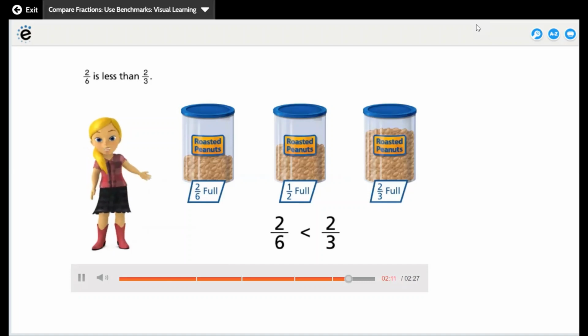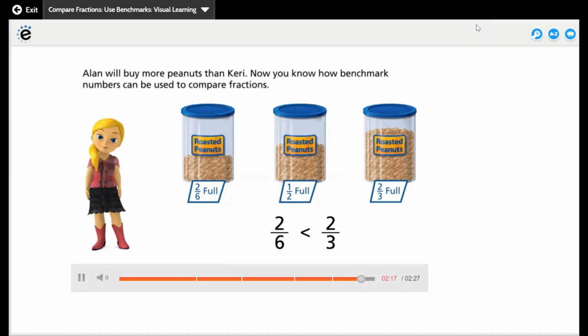Remember, 2/6 and 1/3 are equivalent fractions. Alan will buy more peanuts than Carrie. Now you know how benchmark numbers can be used to compare fractions. Okay, let's move to the questions.